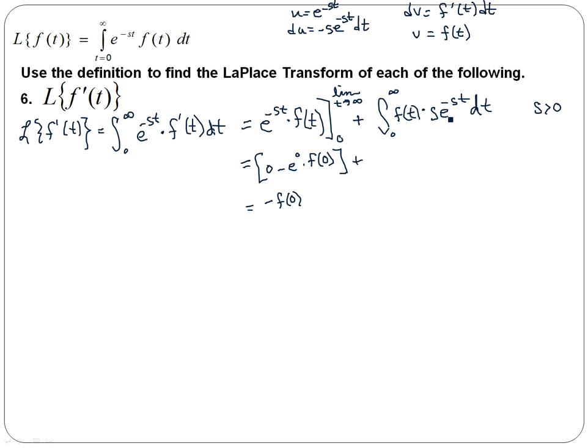Anyway, if I look at the second term, I can bring out the s, and if I rewrite this so that my e to the negative st comes first, then notice that this second integral here is my definition for Laplace. It's the Laplace of f of t.